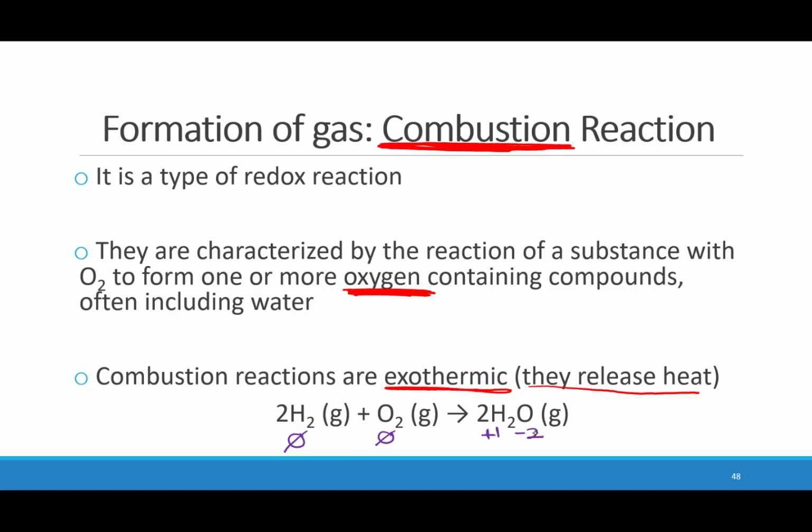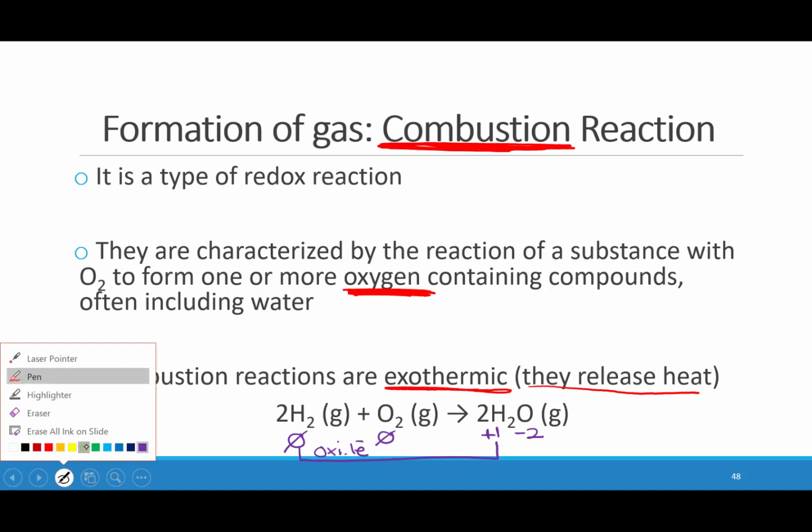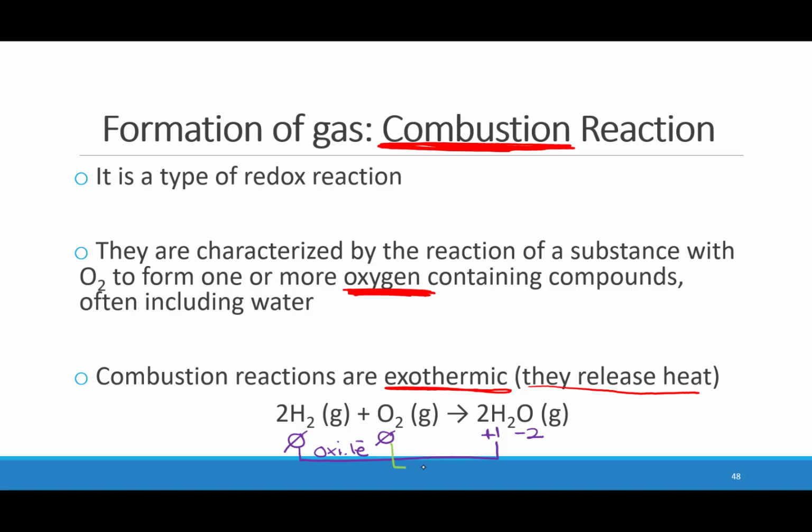Hydrogen goes from 0 to +1. What is it? It's losing electron, okay, which is oxidation. H2. Okay, let me see if I could do it here. Yeah. Hydrogen going from 0 to +1. It's oxidizing by 1 electron. Okay, now let's look at the second one, oxygen. Okay, oxygen's going from 0 to -2, becoming more negative. It's gaining electron. It's getting reduced by 2 electrons.